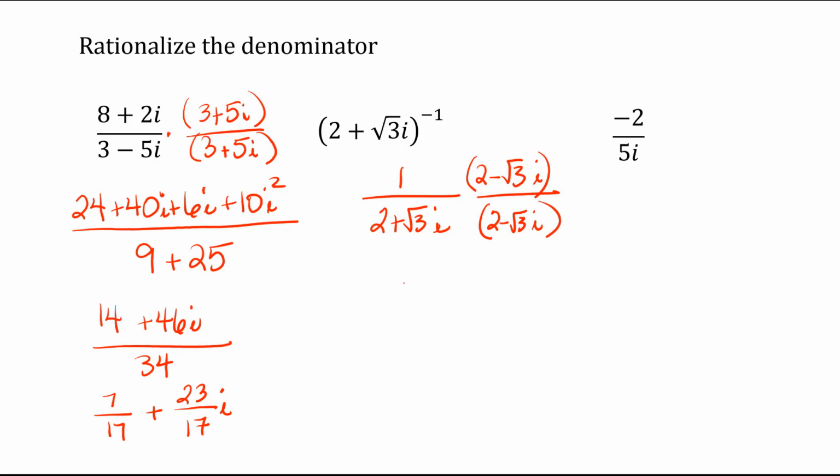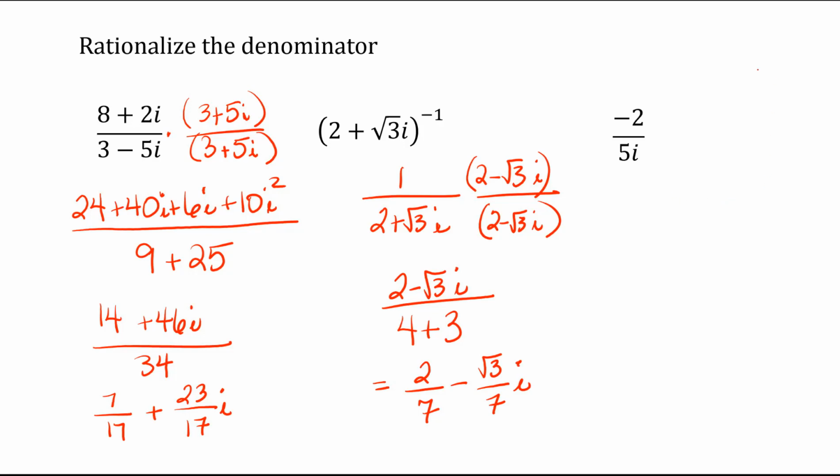And when I do that, my numerator will be 2 minus the square root of 3i. And my denominator will be first thing squared, so 2 squared, plus the second thing squared. Square root of 3 times square root of 3 is 3. So I will write my final answer here in the proper notation with the real part first, so 2/7 minus the square root of 3 over 7i.